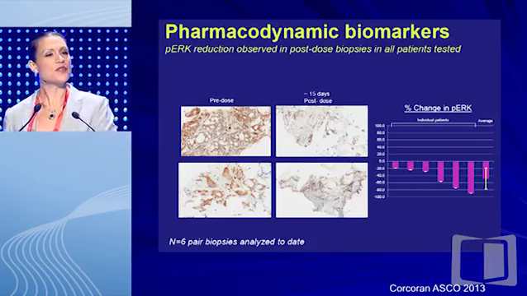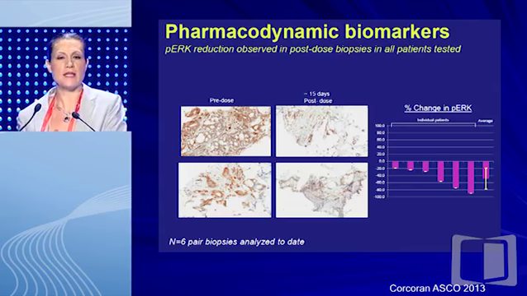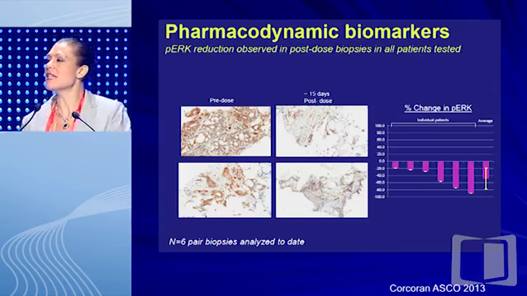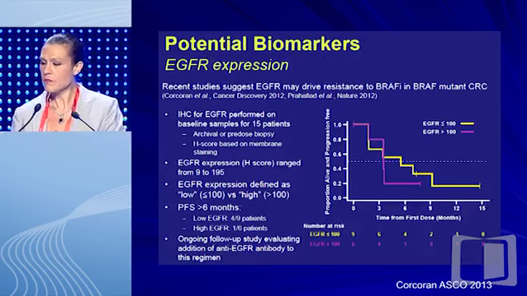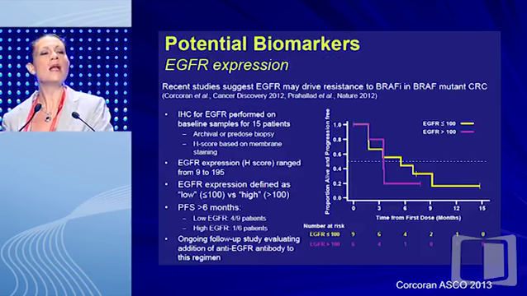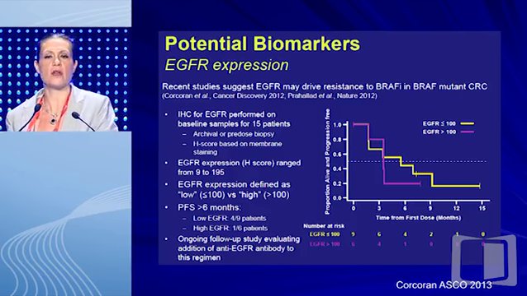Now, we can also see from this study that there was a significant reduction in phospho-ERK for post-dose biopsies in the patients on the study. So indeed, we're doing what we meant to do. We're hitting that pathway harder, and we're having more efficacy that way. Well, how do we move forward from here? Well, we're also seeing from preclinical as well as biomarker data that patients with increased EGFR expression seem to do worse than patients with lower EGFR expression.